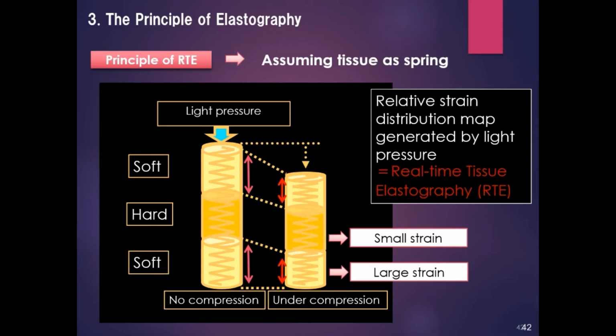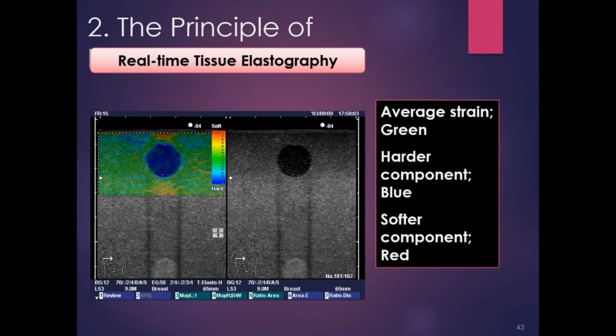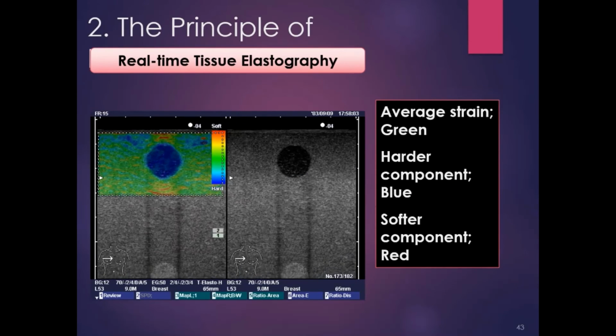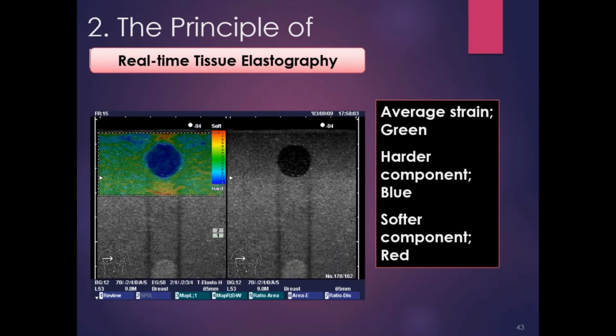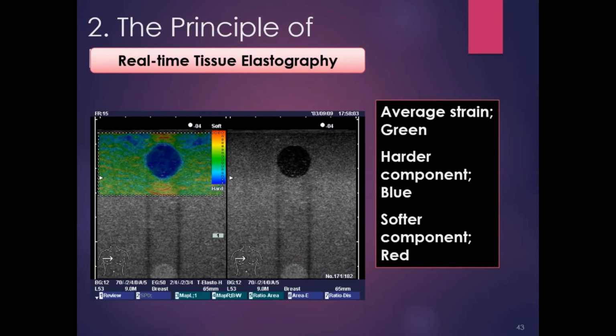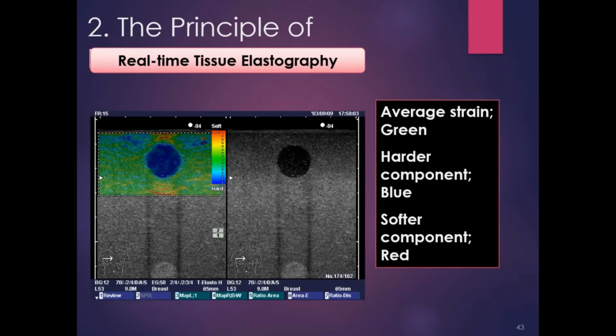The principle of strain elastography is to assume tissue as spring and visualize the comparative strain distribution generated by light compression applied from above. RTE displays average strain as green, harder component as blue, and softer component as red. Take care that the color display could be opposite by manufacturers.